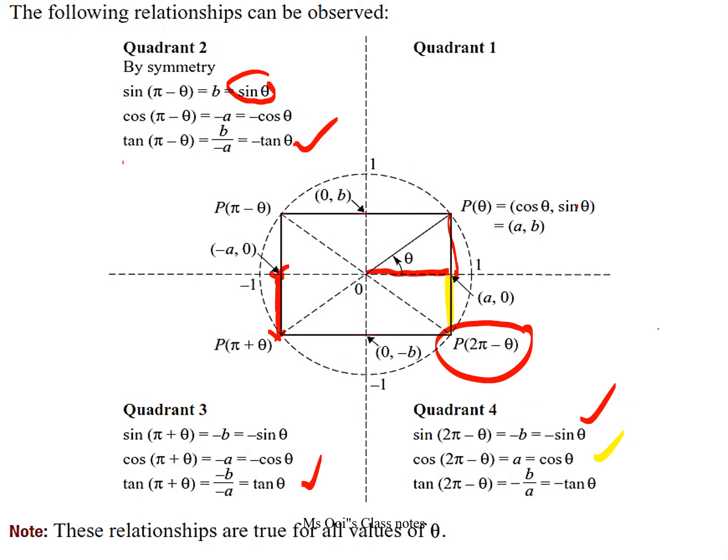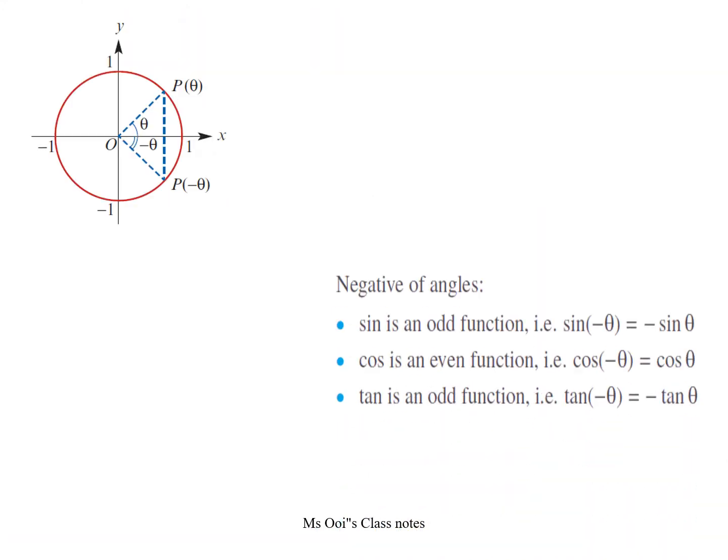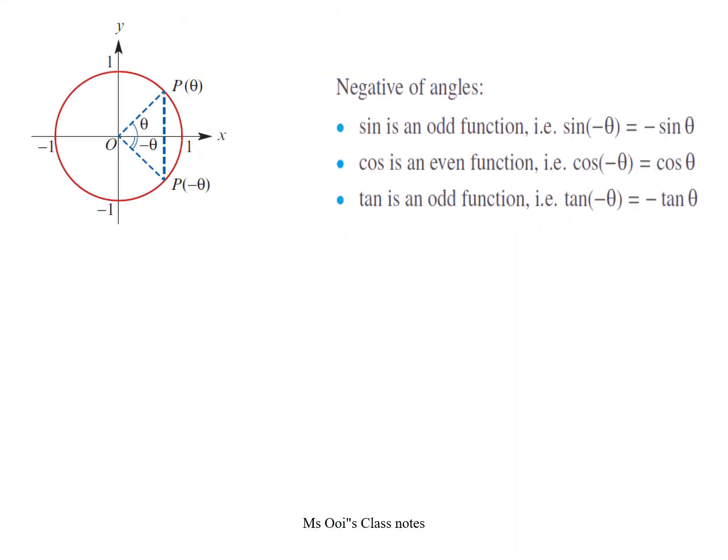So these relationships are true for all values of theta. All right, now let's look at the negative angles. So what is sine of negative theta? Basically, negative theta is in the fourth quadrant. So sine of negative theta, which is here, and we know that is just negative y, so it's the negative of sine theta. Cos of negative theta is the same as the x value, which is cos theta. So you notice that sine is an odd function.